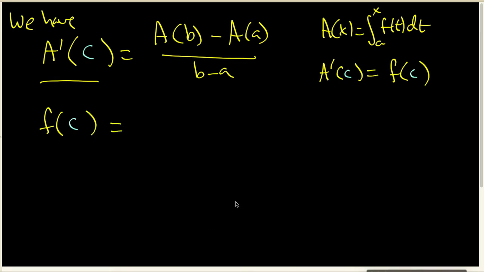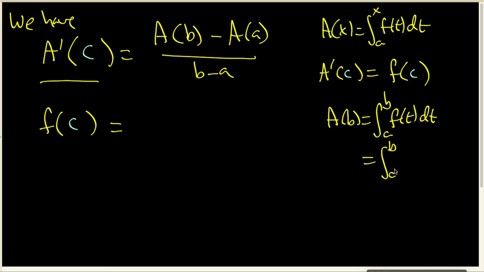is equal to... Now what I want to remember is that A of B is the integral between A and B of f of t dt, but that can be written as the integral from A to B of f of x dx, because the variable of integration is a dummy variable as long as it's not appearing as one of the two endpoints on the integral. So this chunk right here is just our definite integral from A to B.